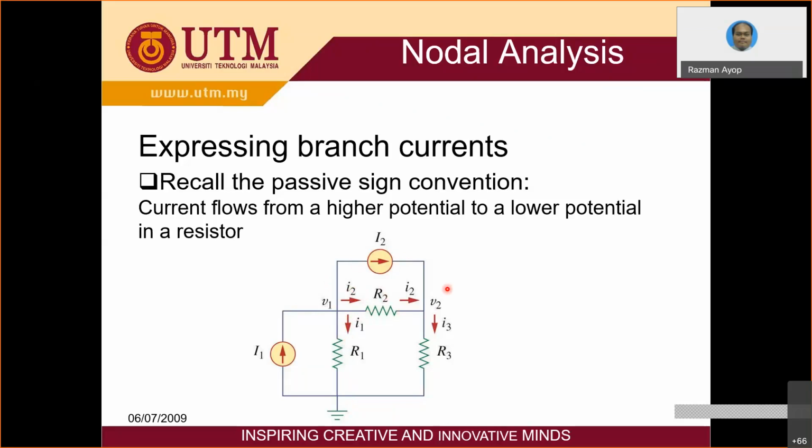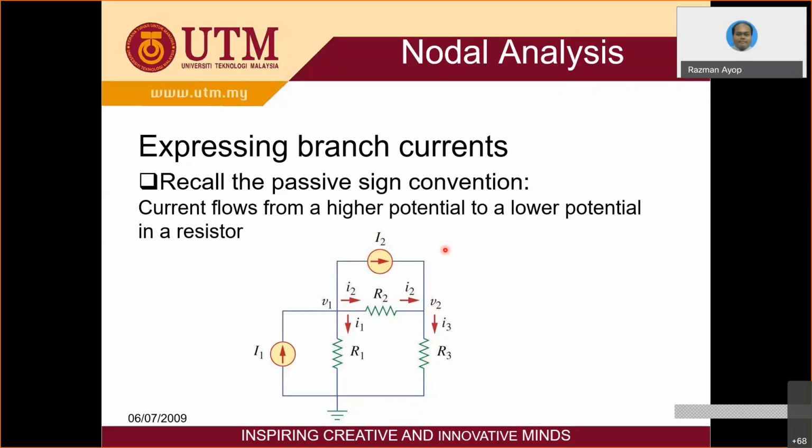Then at V2, because I2 is already assigned, I suggest you just follow it. Do not change. If you already assigned the direction of I1, you cannot change the direction of I1 at the other node. And I3 also goes out of the node. For the source current, this one is not very good because it has the same notation. Make sure you use a different notation. For the current source, you just assign the direction.